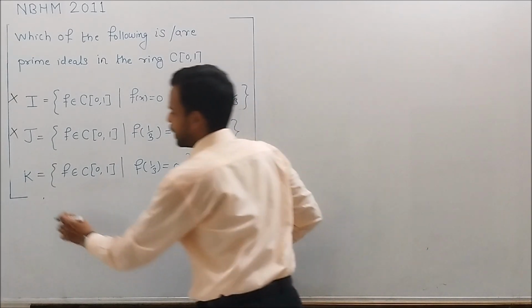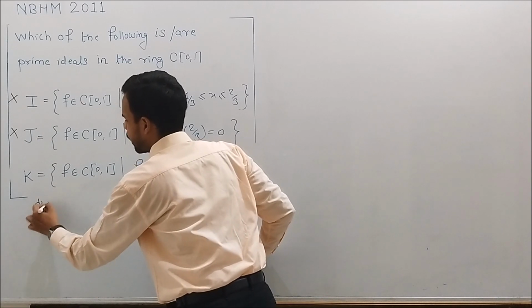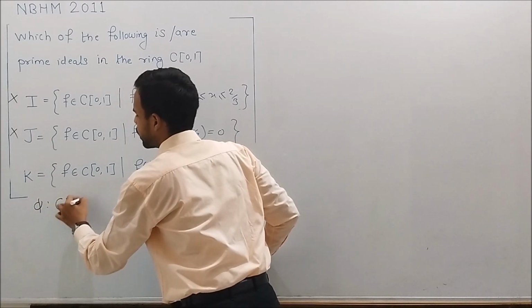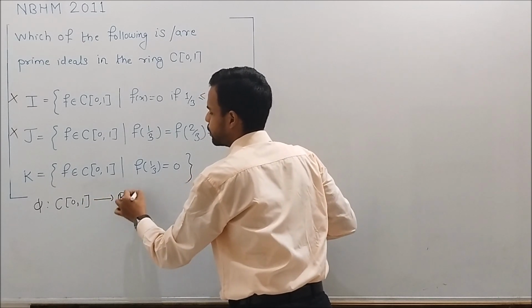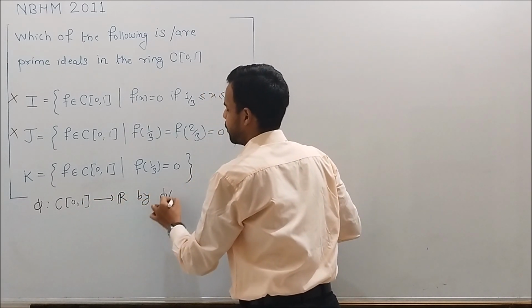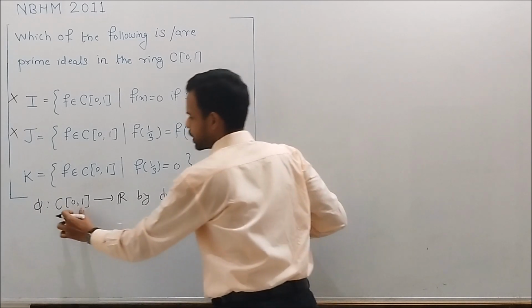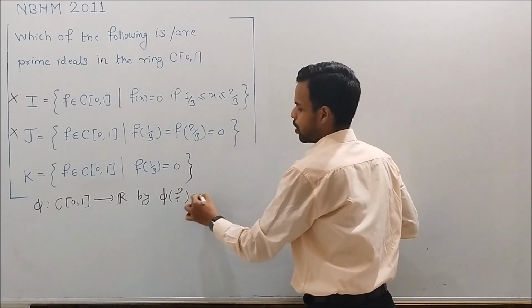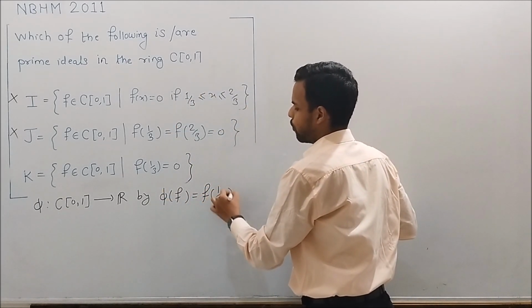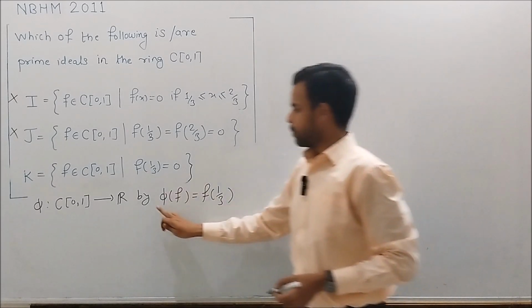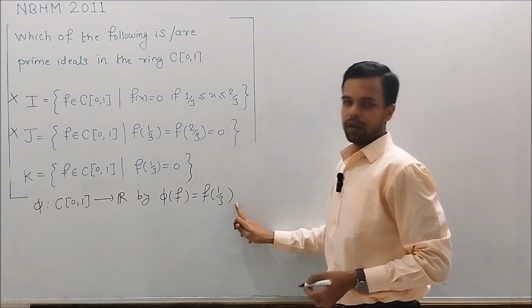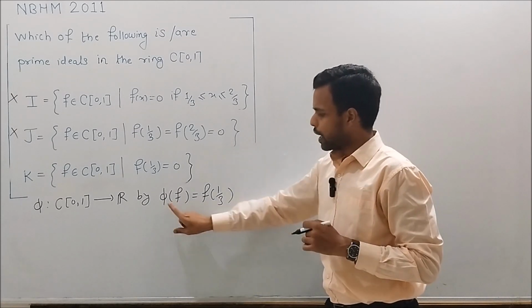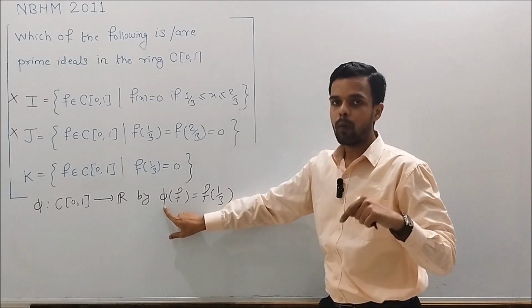For this, let's define the mapping phi from the ring of continuous functions over the closed interval [0,1] to the ring of real numbers, where phi maps a continuous function f in this ring to the real number f(1/3). Then we can easily prove that phi is a ring homomorphism.